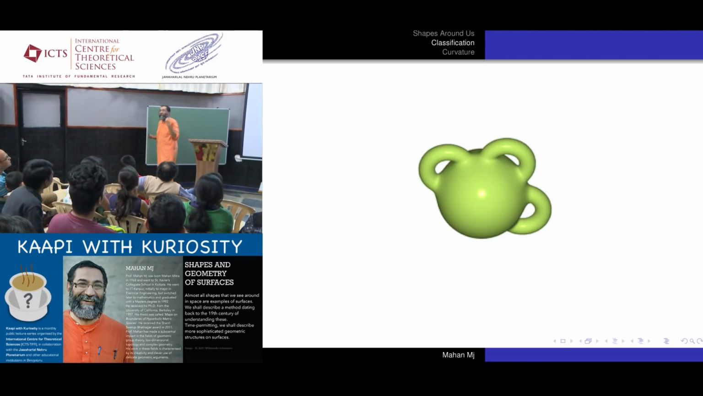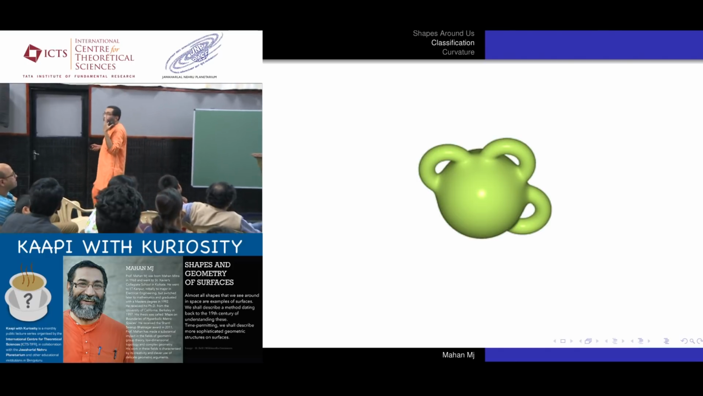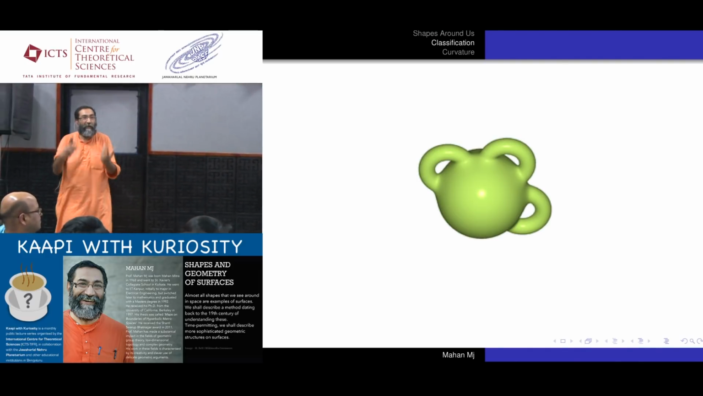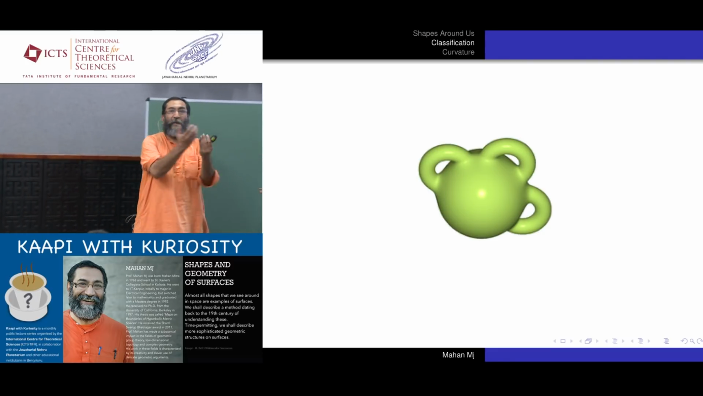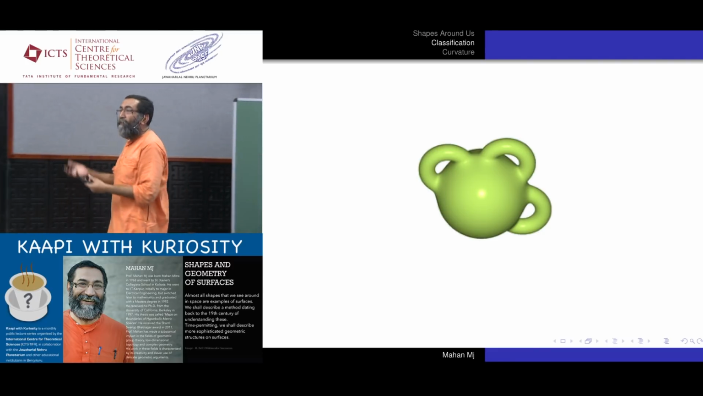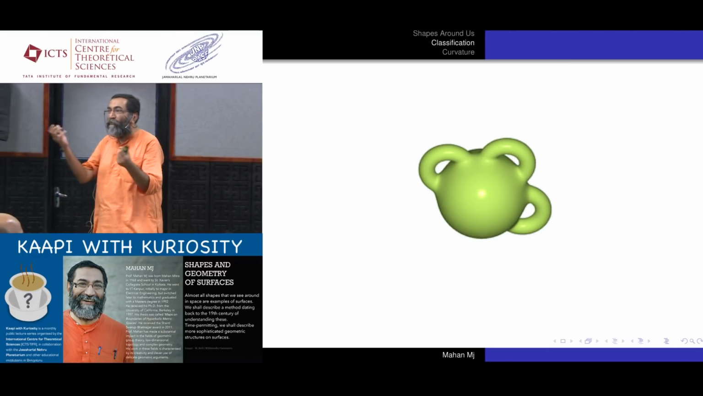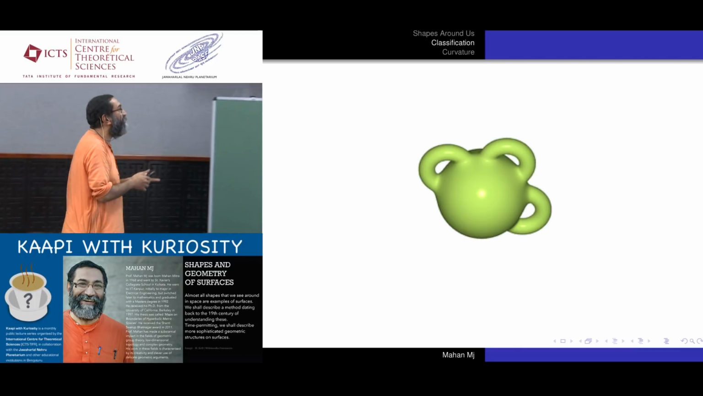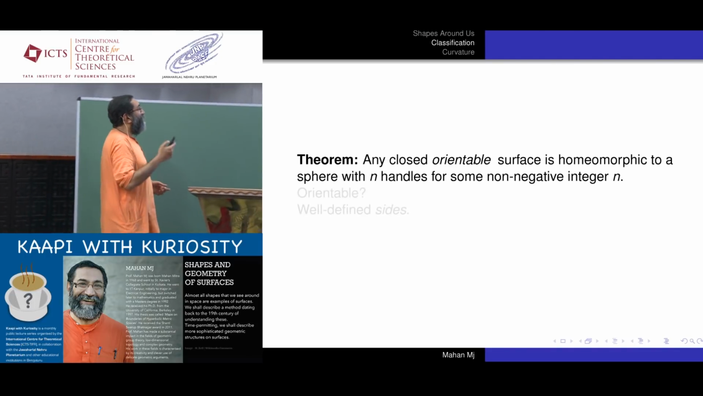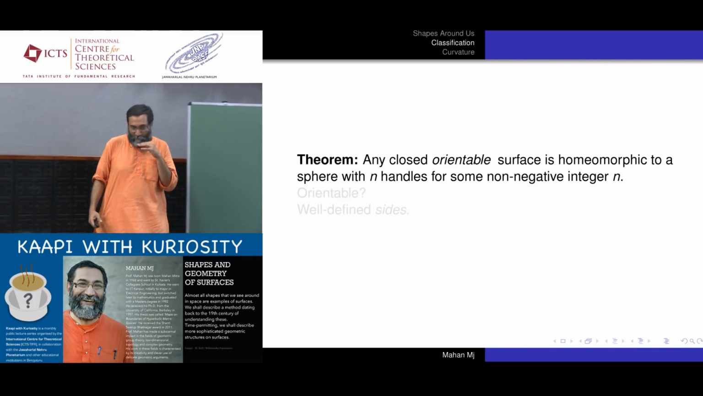Okay, so these three gadgets that we've drawn pictures of are really the same, and you've already discovered for yourself what it means to prove that two things are the same. Basically, you want to give some kind of reasoning so that you can deform one to the other, continuously without tearing. So now let's come to the main theorem.